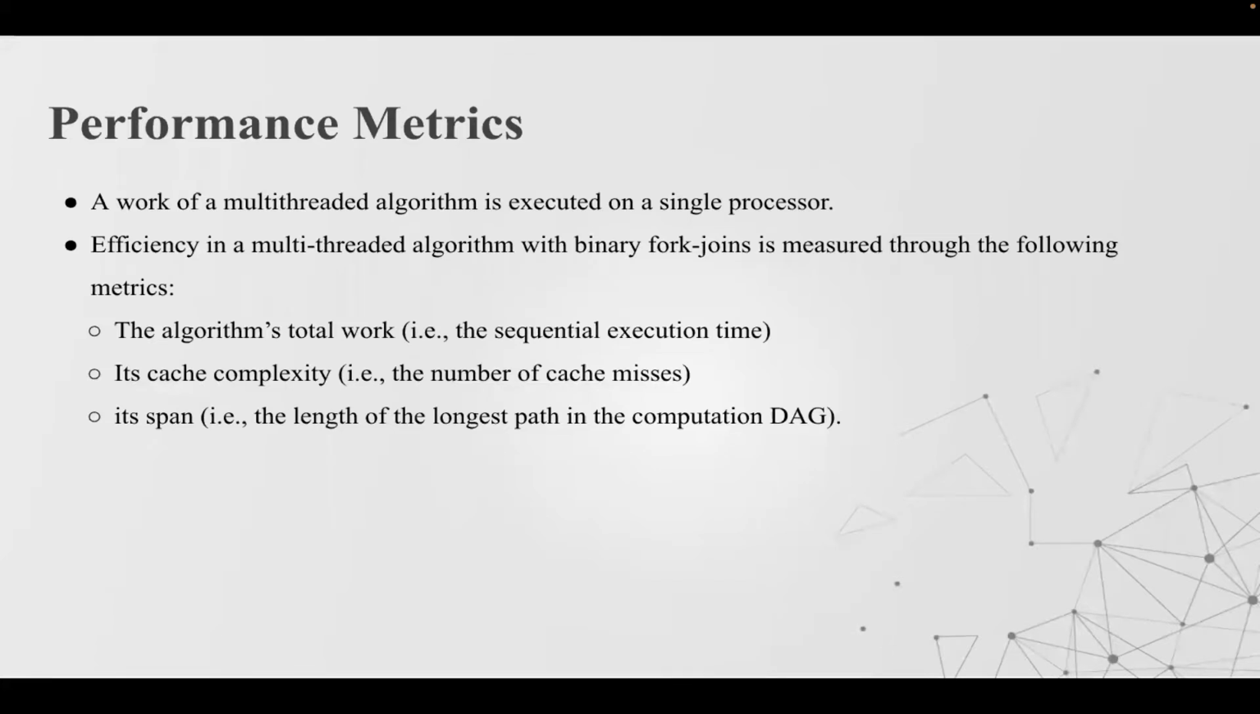Next, by using this algorithm, what are the performance metrics they got in this paper? The work of the multi-threaded algorithm is its execution on a single processor. Thereafter, the efficiency of a multi-threaded algorithm with binary fork join is measured through the following metrics. First is the algorithm's total work, that is the sequential execution time. Then its cache complexity, the number of cache misses in the thread, and its span, that is the length of the longest path in the computation DAG.